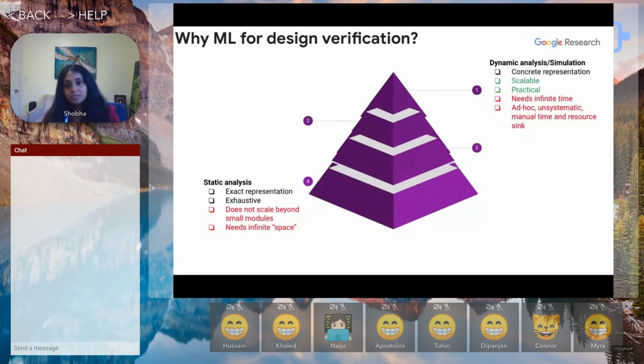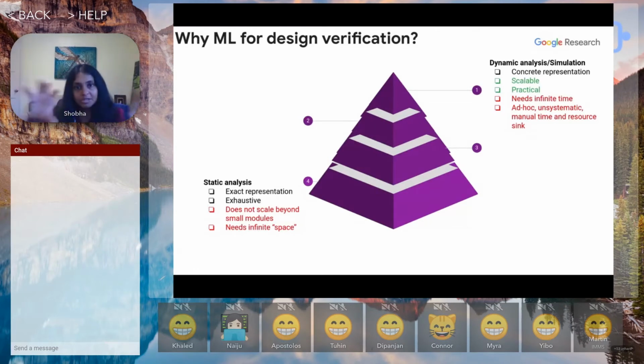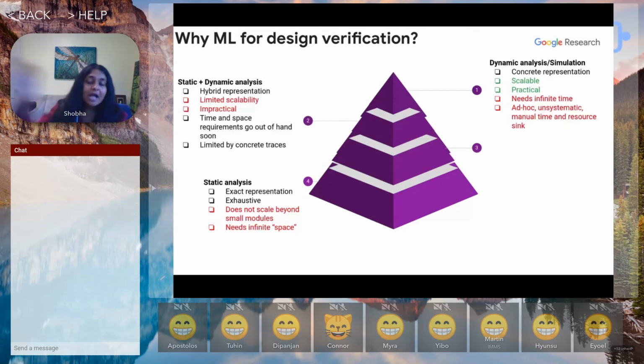So in the context of ML, I see ML as contributing to verification by providing some kind of a via media between these two types of approaches. For the sake of completeness, I must talk about the combination of static and dynamic analysis. These are hybrid representations between the two, having dynamic analysis guide static analysis, etc. These kinds of techniques also tend to have limited scalability, although they are much better than plain static analysis. They tend to be fairly impractical for anything that is relevant in modern industry, and the time and space requirements tend to go out of hand very soon, even there.